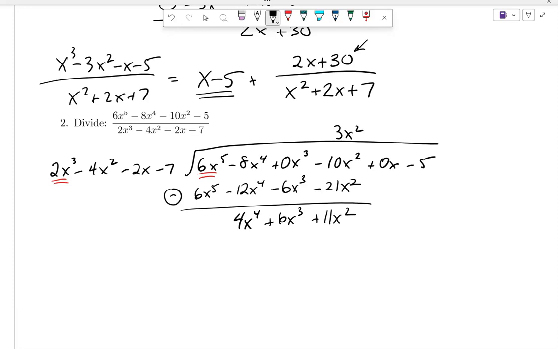Now again, let's bring down our other terms that we haven't used yet. We haven't used the x or the 5, so just bring them down. What's the next step? 2x. So I'm looking at my 2x cubed and my 4x to the 4th. What do you need to multiply 2 by to get 4? 2. And then the x cubed, I multiply by an x to the 1st. So 2x will go up there.